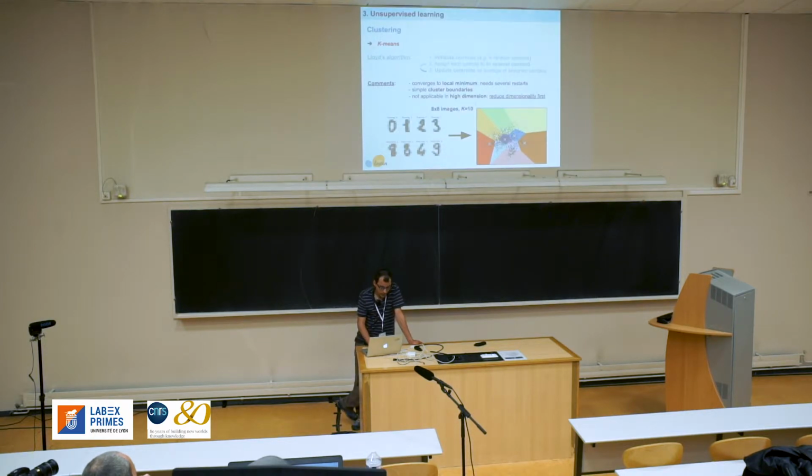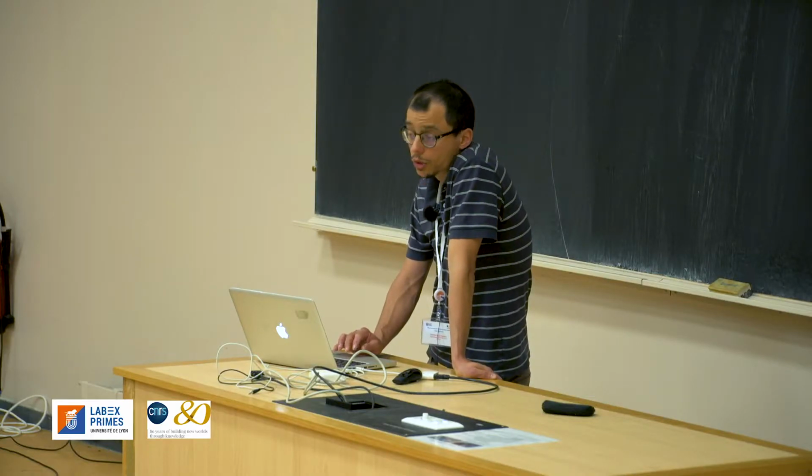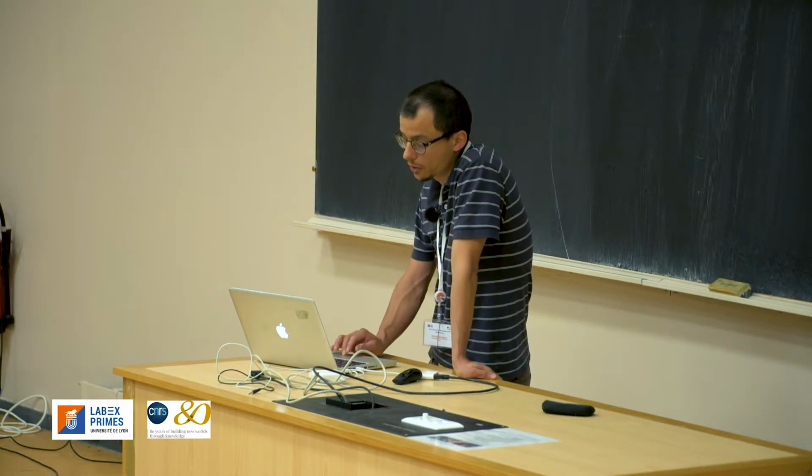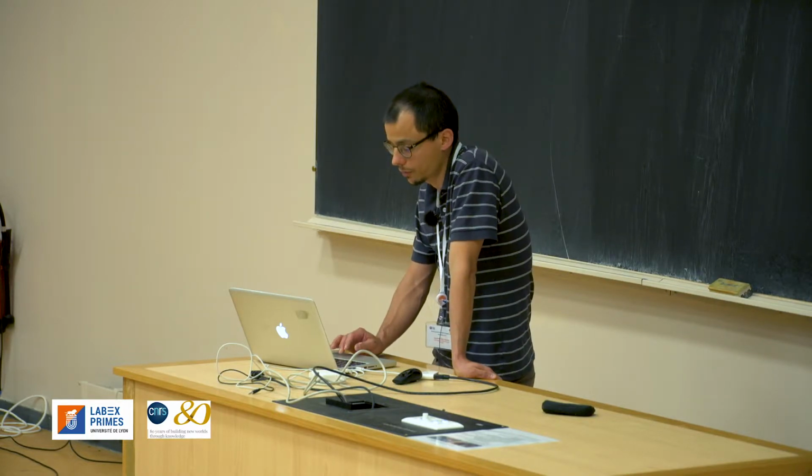So some comments. Obviously, this is based on random initializations. It may converge to a local minimum. So if you want to have a stable result, you need several runs of your algorithm. You end up with simple cluster boundaries, straight lines, or a bit better. And obviously, it's not directly applicable in high-dimensional data. So if you do have as input images, for example, digit images of 8 by 8, so these are 64 dimensions for each sample, you may not directly launch this, and you may want to reduce the dimensionality of the data first. So I'll come back to dimensionality reduction afterwards.